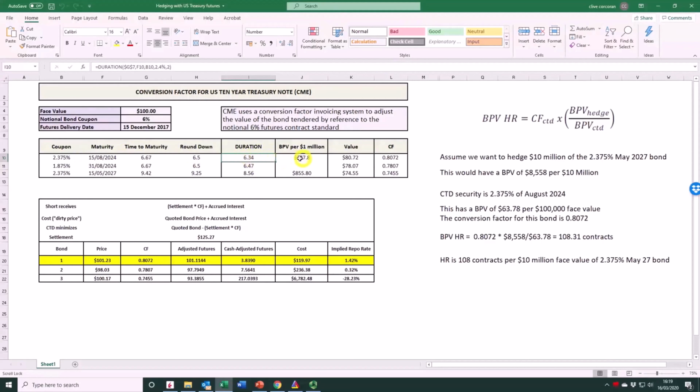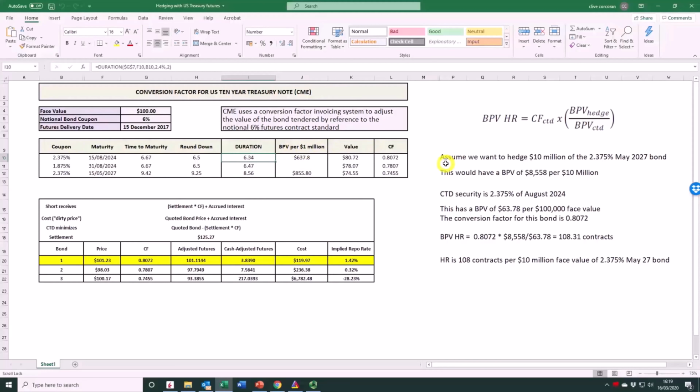We can also go on, and in fact I just simply took the BPV values from the CME document. Theoretically that could also be done probably using Excel formulae, but it would be rather complex, and I decided to simplify by simply taking the values from that CME document. So this particular bond has a BPV of $637 per 1 million of face value.